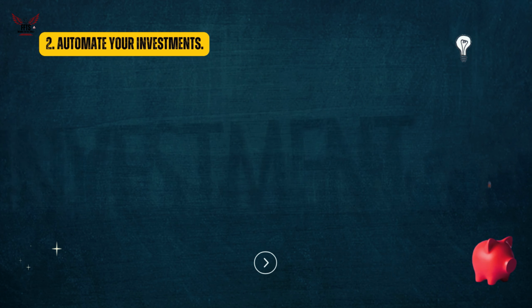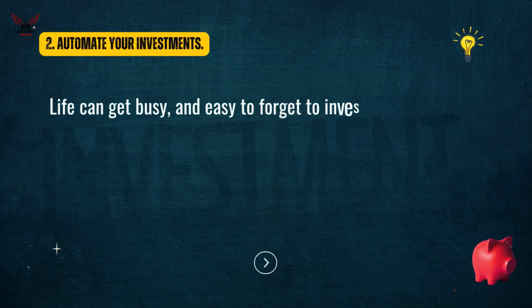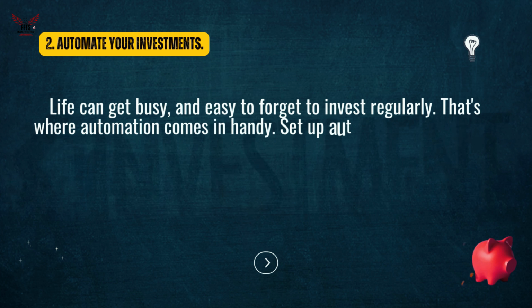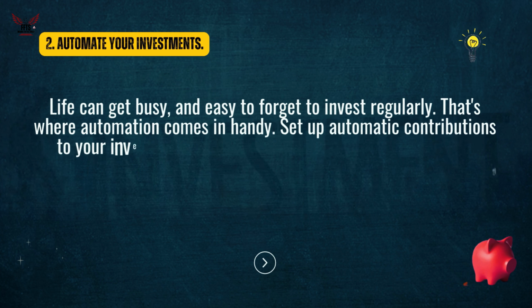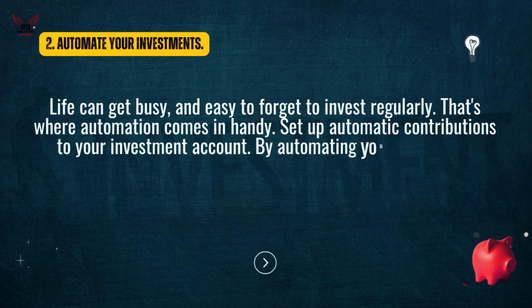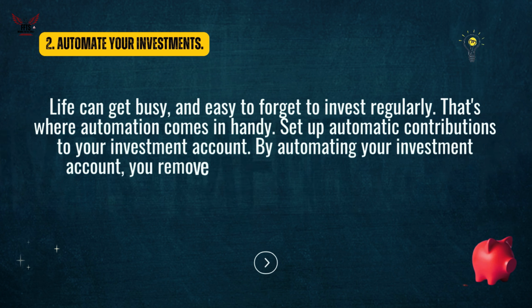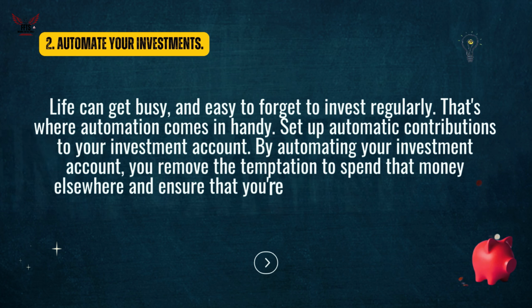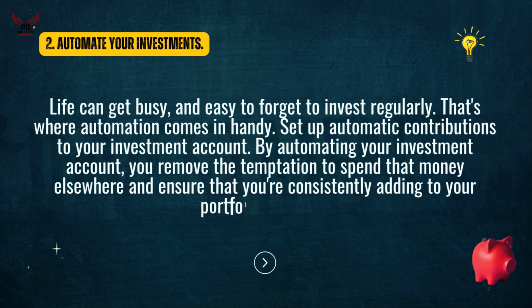2. Automate your investments. Life can get busy and it's easy to forget to invest regularly. That's where automation comes in handy. Set up automatic contributions to your investment account. By automating your investments, you remove the temptation to spend that money elsewhere and ensure that you're consistently adding to your portfolio over time.